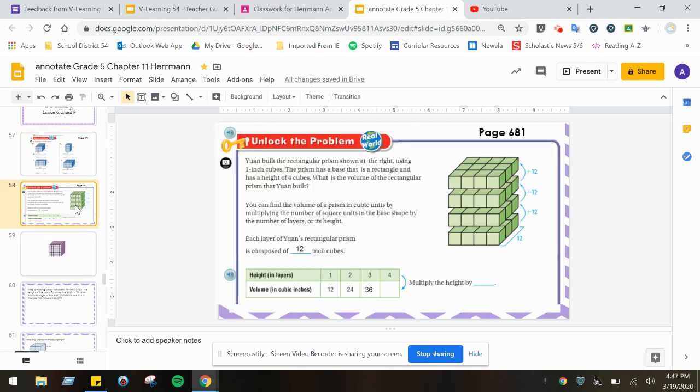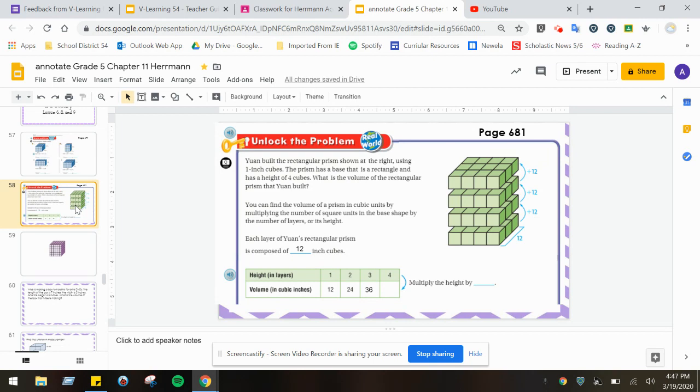All right, so this is now lesson 8. So I want you to take a look at your picture that you see, okay? So Juan built the rectangular prism shown at the right using 1-inch cubes. The prism has a base that is a rectangle and has a height of 4 cubes. What is the volume of the rectangular prism that Juan built?